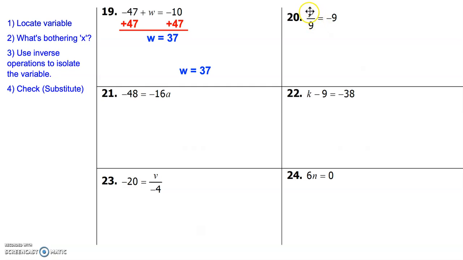In number 20, what's bothering p? P is being divided by 9. So multiply by 9 on both sides. What happens on the left is the multiplication undoes the division, so those cancel away. And I'm left with just p is equal to negative 81. Here, what's bothering a is being multiplied by a negative 16. So divide by negative 16, where you get a is equal to positive 4, because we have a negative divided by a negative.